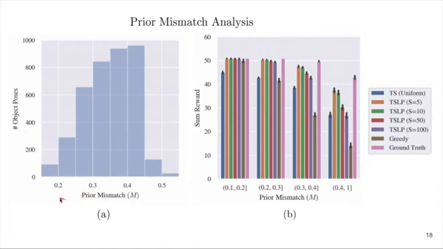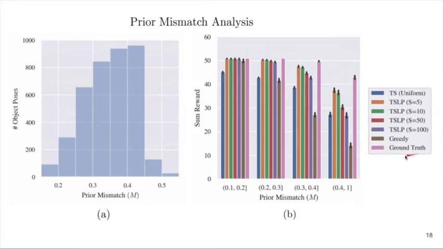When the prior mismatch is low, we expect policies which give more weight to the prior to perform well. If the prior mismatch is high, we expect policies which prioritize online exploration to attain higher rewards. Figure B shows policy performance as a function of prior mismatch. The x-axis is the prior mismatch value bins. The y-axis is the cumulative reward for each policy.